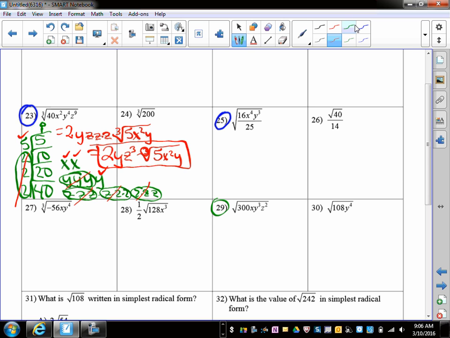Alright, so our final answer is 2y z cubed, cube root of 5, x squared y. Alright, questions on that?